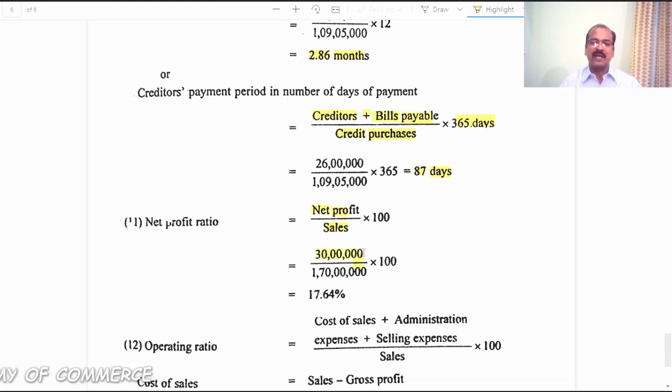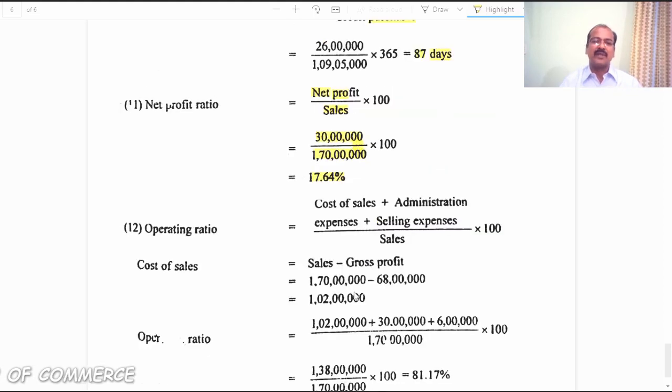Net profit 30 lakh rupees, that is directly given in the problem. Then net sales is amounted 1 crore 70 lakhs. This is also given in the problem, into 100. The answer is 17.64. Then regarding operating ratio, cost of goods sold plus other operating expenses debited in the P&L account. Cost of goods sold, yes, that's nothing but sales minus GP. Sales is 1 crore 70 lakhs minus gross profit 68 lakhs. Therefore, the cost of goods sold is amounted 1 crore and 2 lakh rupees.